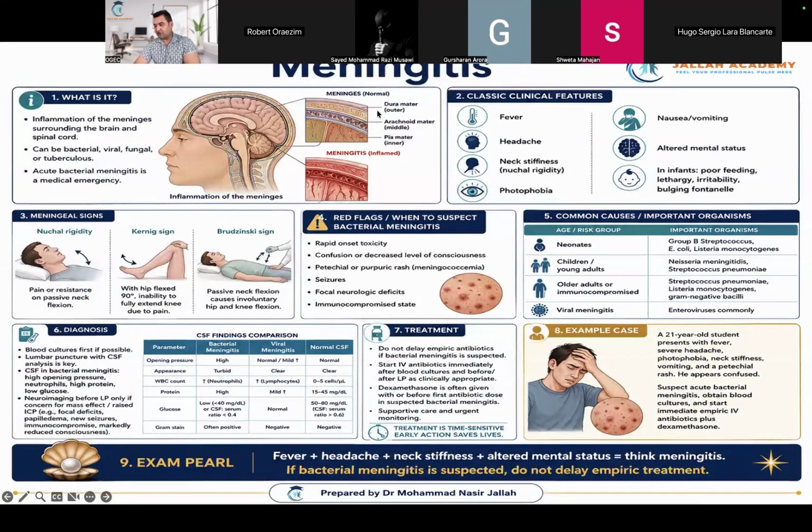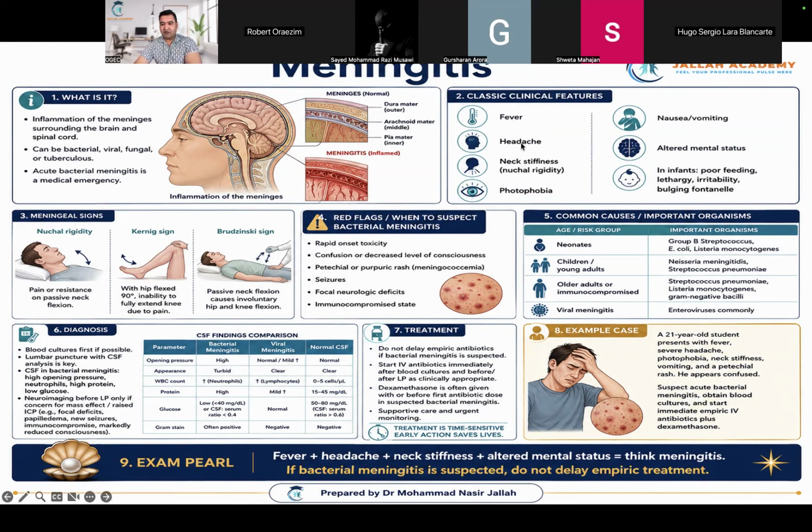Okay, one by one, meningitis. I think meningitis, everybody knows the patient will have... So it is inflammation of meninges, can be bacterial, viral, fungal, or tuberculosis, acute meningitis. We will cover it in infectious, but just quickly covering it.